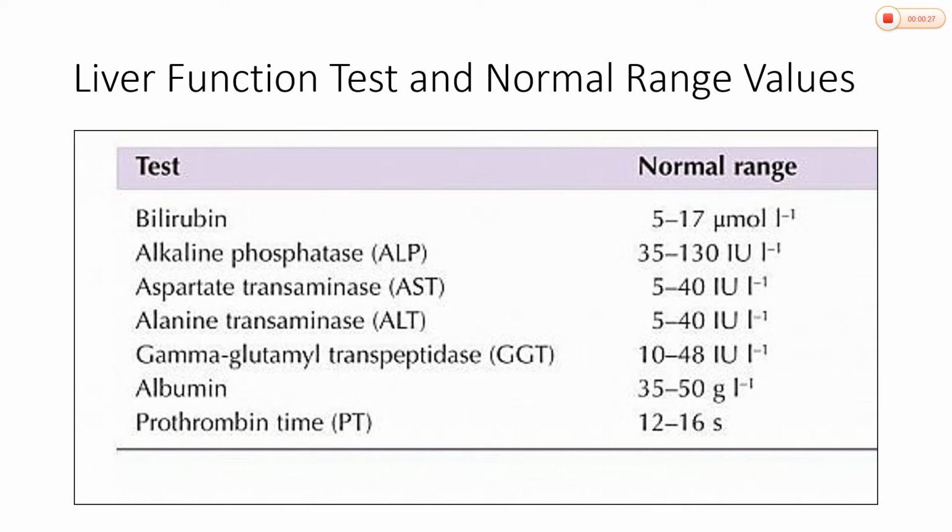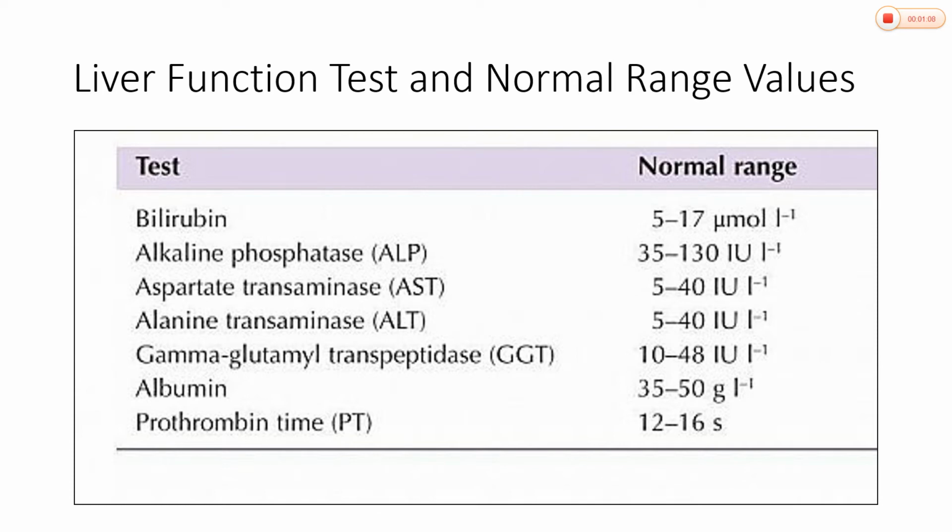liver function. So among them, the most important ones are the bilirubin, alkaline phosphatase, aspartate transaminase, alanine transaminase, gamma-glutamyl transpeptidase, albumin, and prothrombin. Among them, the SGOT and SGPT, which we call aspartate transaminase and alanine transaminase, are the most important, and the normal range of them is between 5 to 40 international units per liter.